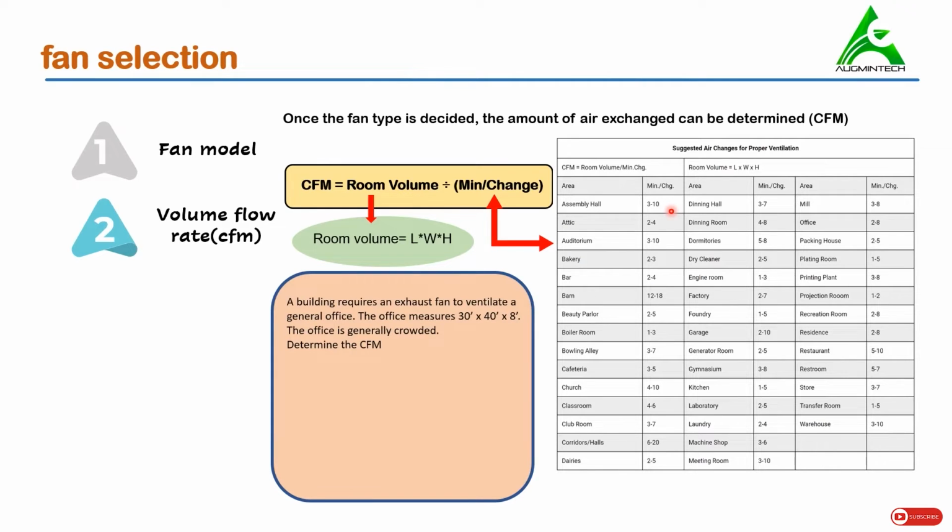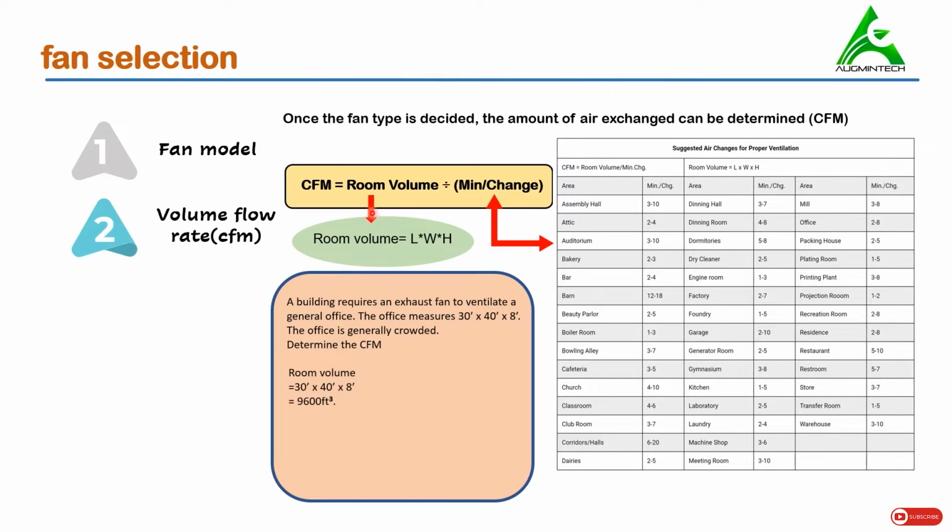Now we'll do a sample problem in order to understand this in more detail. It is mentioned that there is a building which requires an exhaust fan to ventilate a general office. The office measures 30 feet by 40 feet by 8 feet. The office is generally crowded. Determine the CFM. So under this situation, what should be the airflow required in order to have proper ventilation, and accordingly a fan can be selected. So we'll determine the CFM in this case.